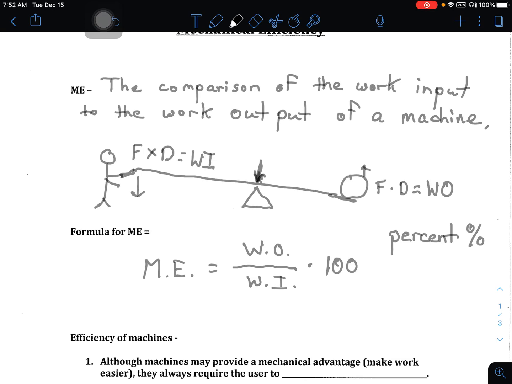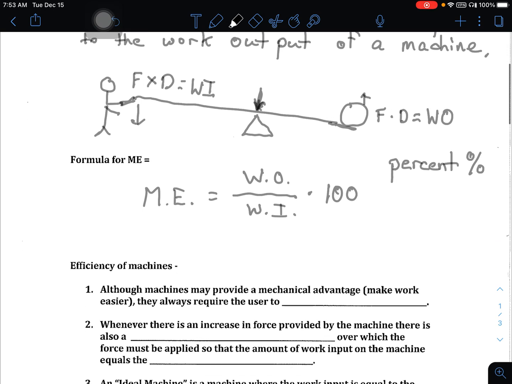Okay, so we'll get into some problems with mechanical efficiency. A couple other things about machines. So I'm going to read number one down here. Although machines may provide a mechanical advantage, which is actually our lesson for tomorrow, but that's the way they make work easier, they actually always require the user to do more work, not less. Remember that. Use a machine, you do more work.